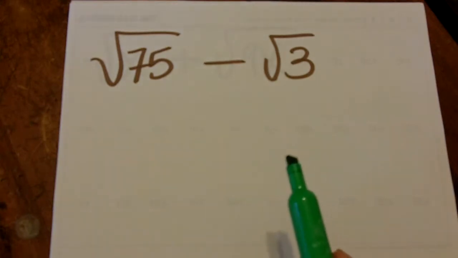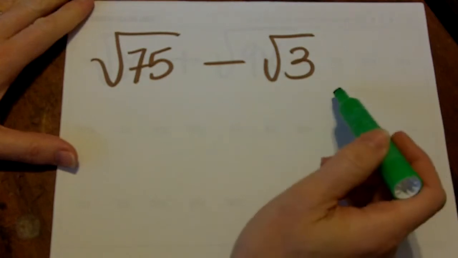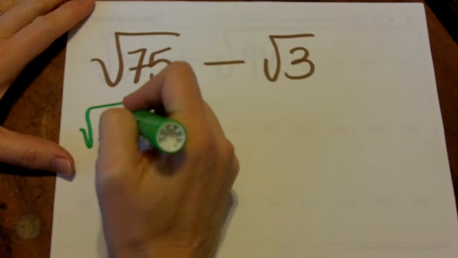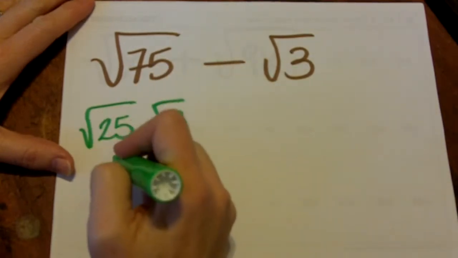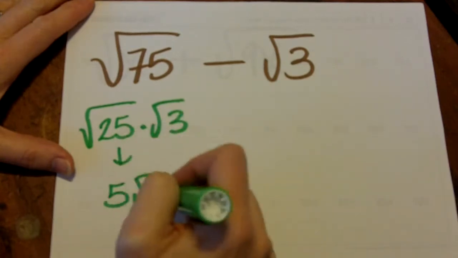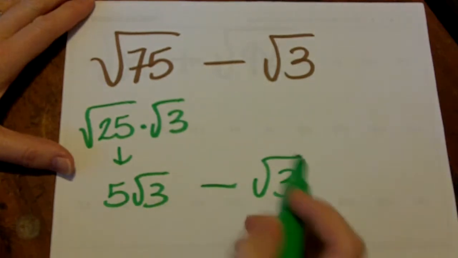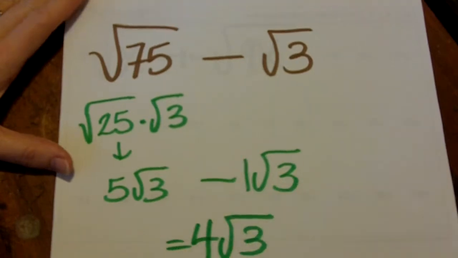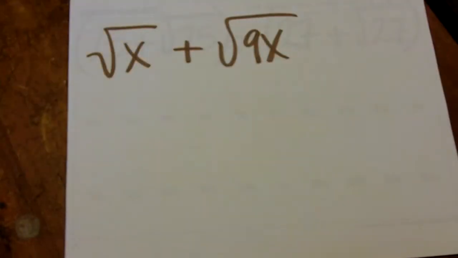If I had the square root of 75 minus the square root of 3, well, the square root of 3 is as simple as it's going to get, right? But you can probably tell that the square root of 75 is the same thing as the square root of 25 times the square root of 3, which would be 5 square roots of 3 minus that square root of 3, which gives me 5 minus 1 square roots of 3, which is 4 square roots of 3. Got that?